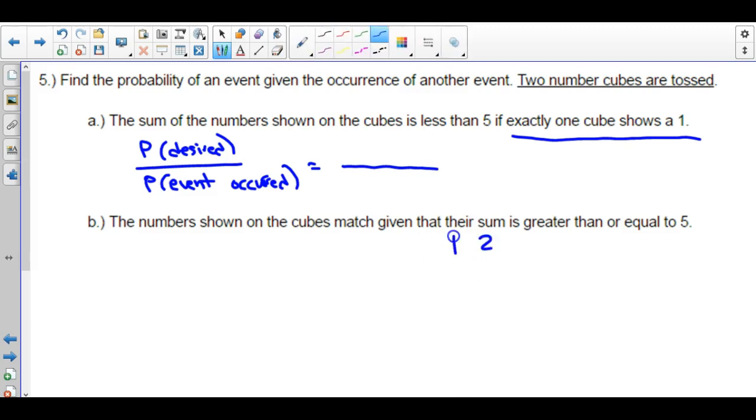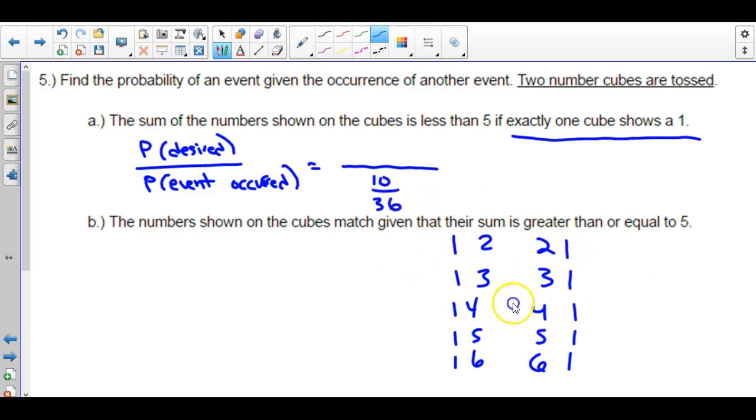So I could roll a 1 and a 2, a 1 and a 3, a 1 and a 4, a 1 and a 5, 1 and a 6. I could have a 2 and a 1, a 3 and a 1, 4 and a 1, a 5 and a 1, and a 6 and a 1. So I have 10 different ways out of the 36 different ways. 10 of those combinations would give me a number where I have exactly a 1 in there.